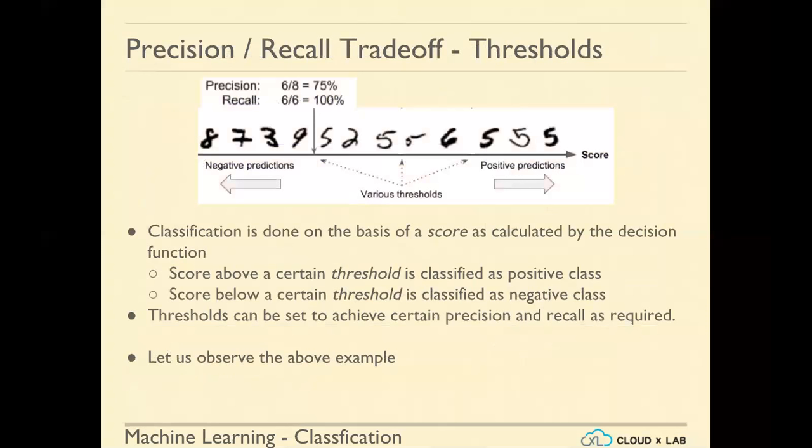So let's say classification is done on the basis of a score as calculated by the decision function, and a score above a threshold is classified as the positive class, and a score below a certain threshold is classified as the negative class. So what we are trying to show here is, we generally define our threshold. When we get the predictions, we can define a certain threshold below which we can't go.